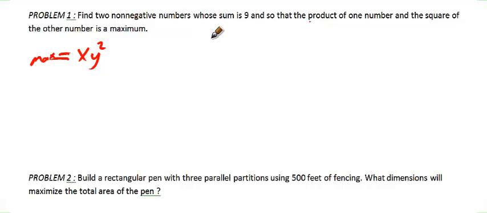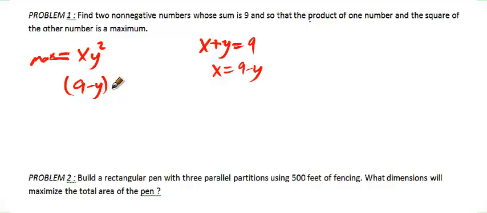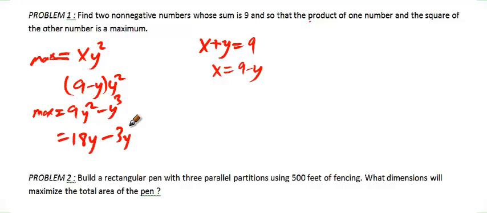We want two non-negative numbers whose sum is 9. So x plus y equals 9. Okay, that's pretty straightforward. So x equals 9 minus y. All right, plug that in. So 9 minus y times y squared. 9y squared minus y cubed. That's the thing we want to maximize. So if you want to ever maximize anything, you take the derivative and set it equal to 0.